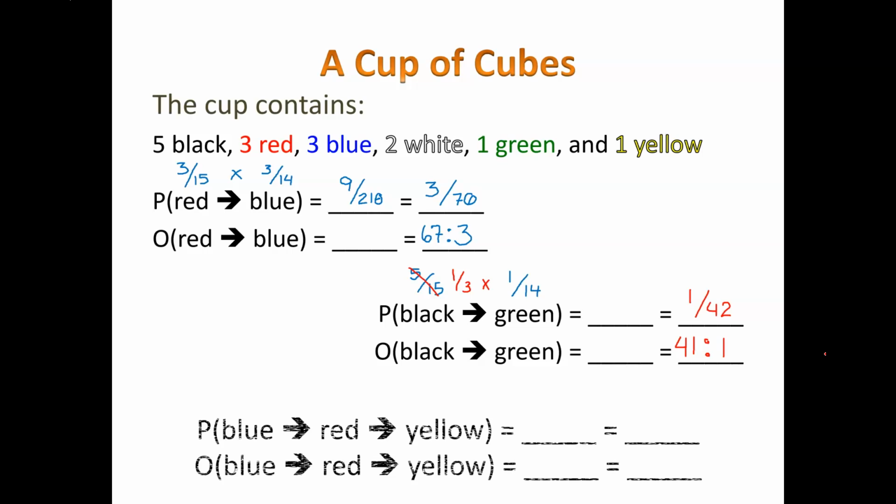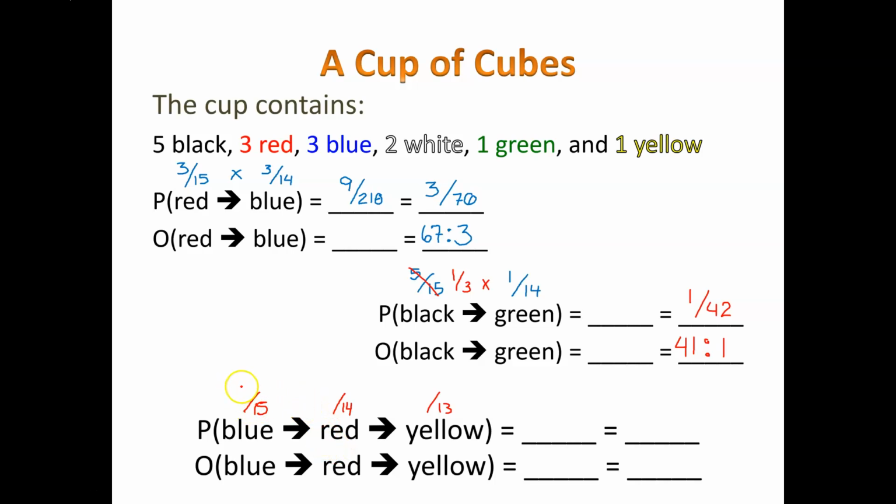Okay, one more. We want to get the exact sequence blue, red, yellow. So we know that the first draw there's going to be 15 in the cup. After we pull that out, there's going to be 14 left in the cup because we're not replacing. And after we pull that out, there's going to be 13 left in the cup because the blue and the red that we pull out, we set off to the side. We don't put them back in the cup.